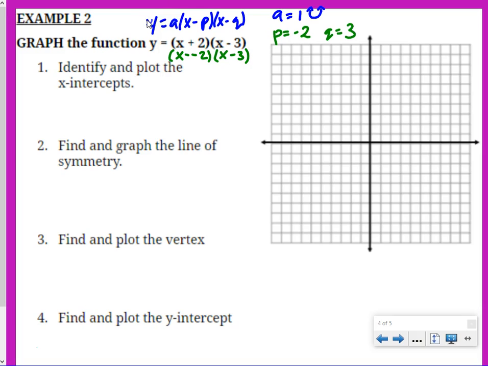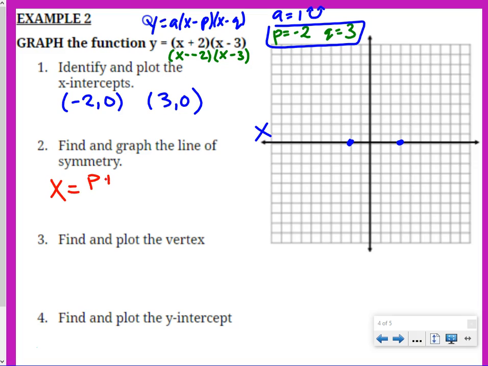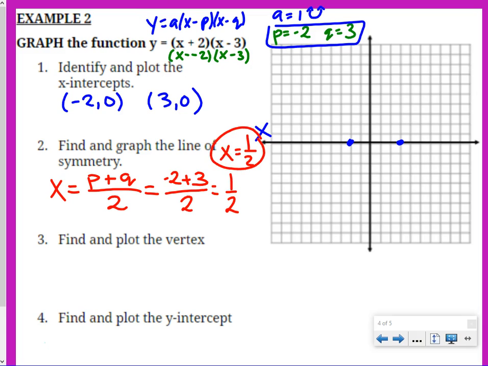Identify and plot the x-intercepts. These right here are your x-intercepts: negative 2, 0, and 3, 0. Plot those on our graph. They should be on your x-axis. Find and graph the line of symmetry. Our equation for that is x equals p plus q divided by 2. P is negative 2 plus q is 3, divided by 2. Negative 2 plus 3 is 1, divided by 2 is 1/2. So our axis of symmetry is x equals 1/2. That can happen; it can be a fraction. 1/2 is between 0 and 1. So right here, draw as straight a line as you can at that point.